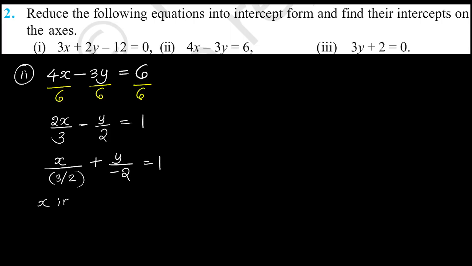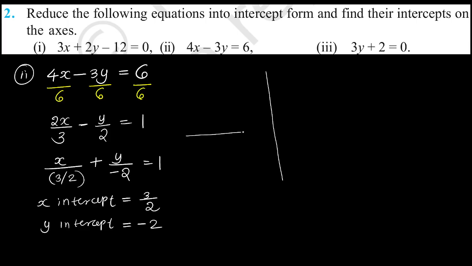The number below x is said to be x-intercept, and the number below y is said to be y-intercept. The advantage of the intercept form is we can draw a rough graph. Drawing the graph is not necessary here, but I am discussing it to make you understand the importance. X-intercept 3 by 2.